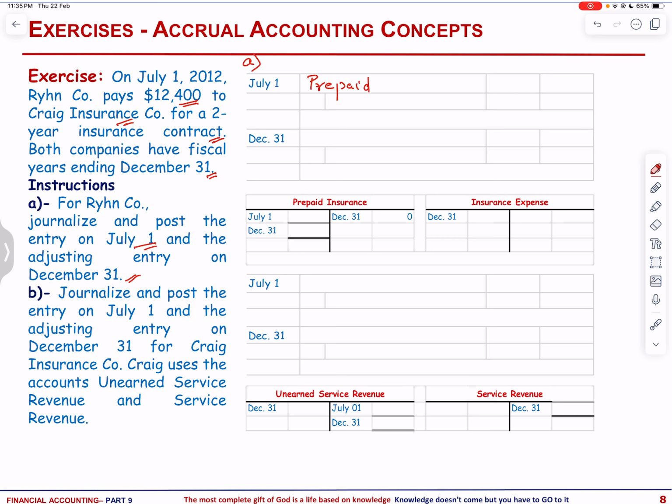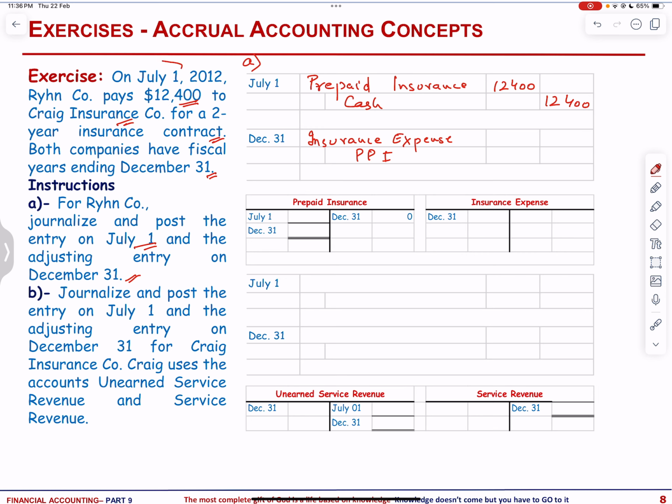Prepaid insurance is debit by 12,400 and cash is credit by 12,400. Okay. Then we have to record the insurance expense. So insurance expense is debit and prepaid insurance will be credit.